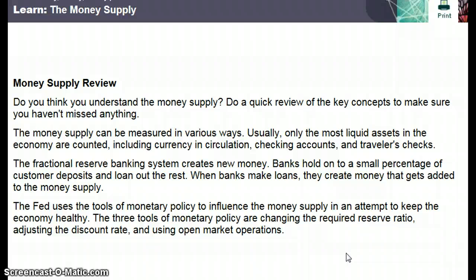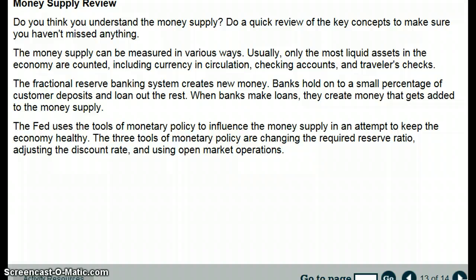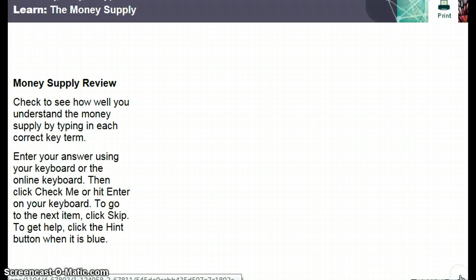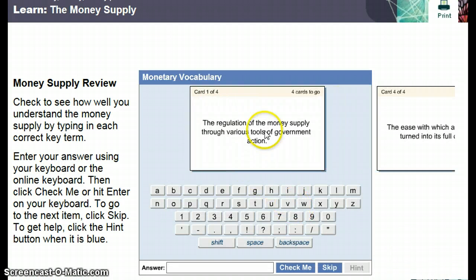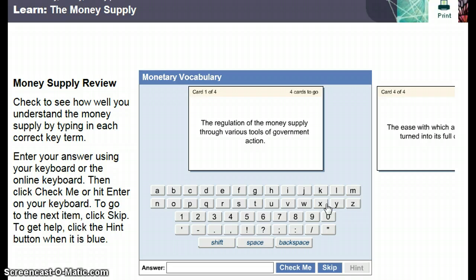The Fed uses the tools of monetary policy to influence the money supply in an attempt to keep the economy healthy. The three tools of monetary policy are changing the required reserve ratio, adjusting the discount rate, and using open market operations. And then you can check and see how well you know the money supply.